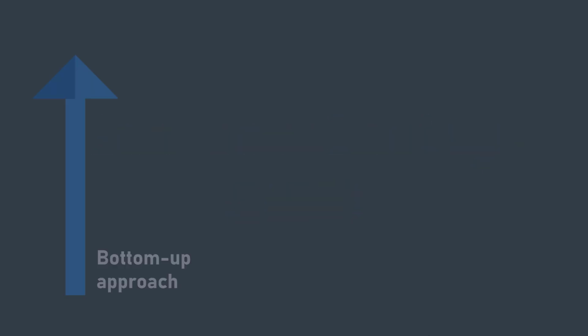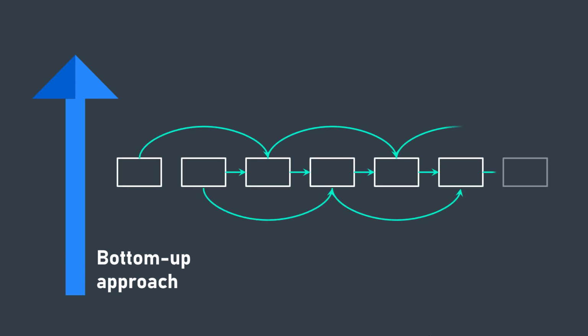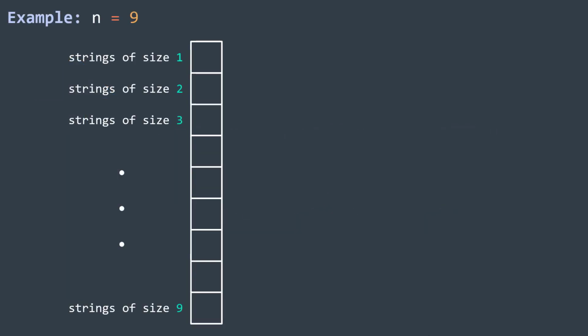The bottom-up approach of dynamic programming starts by solving the smallest possible subproblems, then keeps solving bigger and bigger ones until it arrives at the one we want to solve. In our case, the smallest subproblem is to count the number of sorted vowel strings of size 1, then those of size 2, of size 3, and so on until n. This is why we will use an array of n elements, where the ith element represents the number of valid strings of size i.